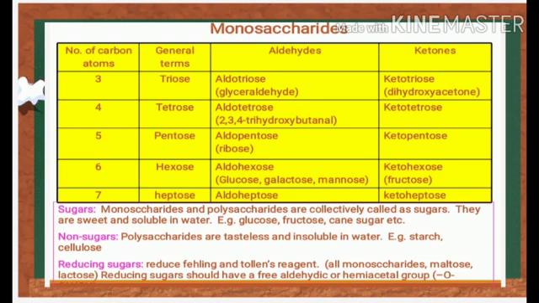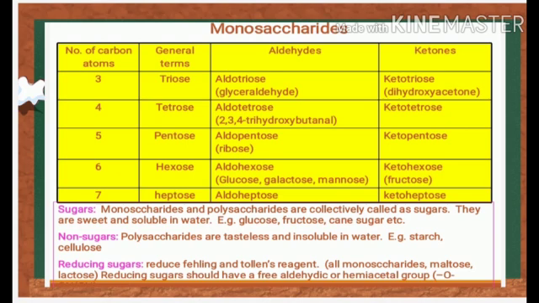And there are some examples of ketoses. For example, ketotriose, a ketone containing 3 carbon atoms, dihydroxyacetone, ketotetrose, a carbohydrate containing a keto group with 4 carbon atoms, for example erythrulose, ketopentose, a ketone containing 5 carbon atoms, ribulose, and ketohexose, a ketone containing 6 carbon atoms, for example fructose.